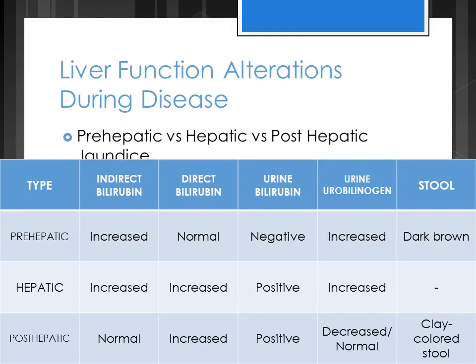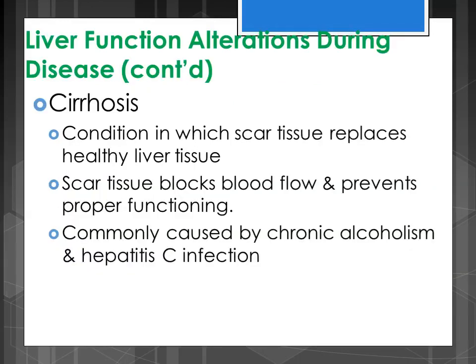Okay, cirrhosis. Cirrhosis is a condition in which scar tissue replaces a healthy liver tissue. The scar tissue blocks blood flow and prevents the proper functioning of the liver. Common causes of cirrhosis are chronic alcoholism and hepatitis C infection. So, take note of this guys, chronic alcoholism. So, yung mga manginginom dyan, matagal nang manginginom, na sobrang dami nang nainom. So, you should be careful because one of the possible effects of that is cirrhosis and in more severe cases, possible magkaroon ng hepatocellular carcinoma because of chronic alcoholism.